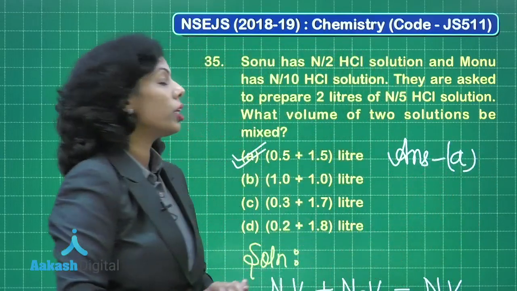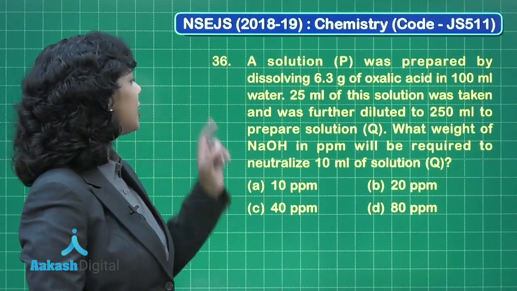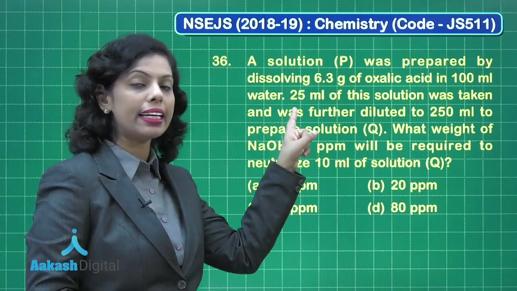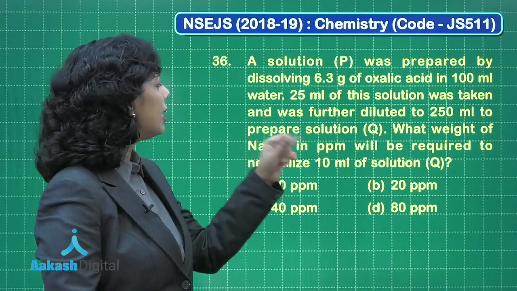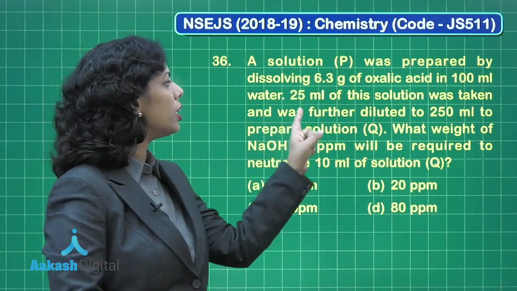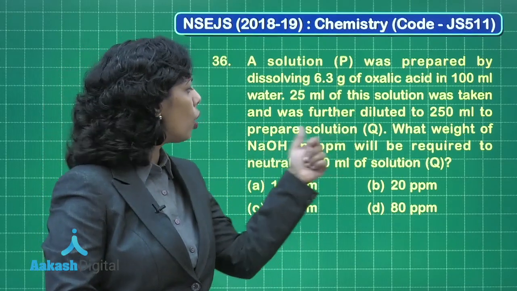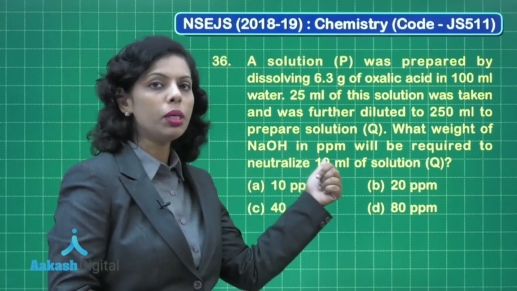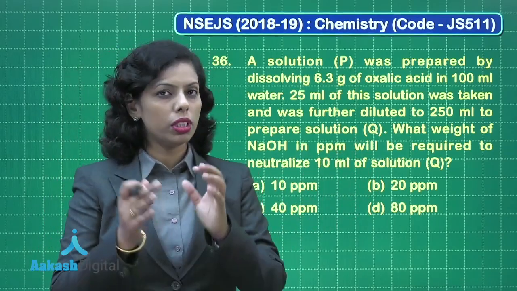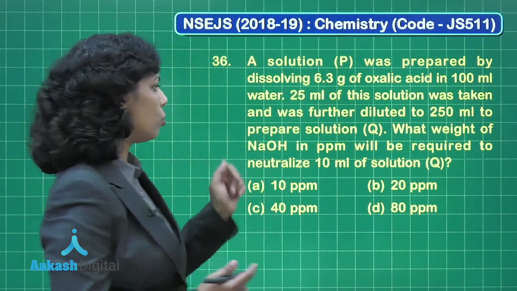Now, let's move on to the next question, question number 36. A solution P was prepared by dissolving 6.3 gram of oxalic acid in 100 ml water. 25 ml of this solution was taken and was further diluted to 250 ml to prepare solution Q. What weight of NaOH in ppm will be required to neutralize 10 ml of solution Q? So, in this case, first we have solution P. Let's find the molarity of solution P here.